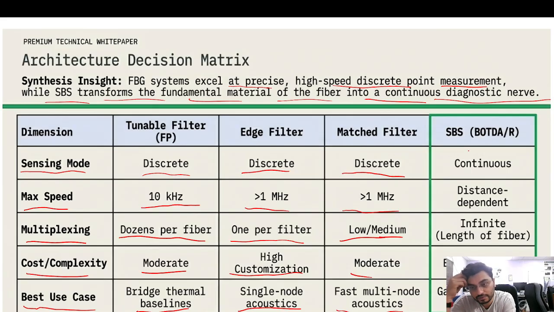Moving towards the next, which is SBS BOTDA or R: continuous sensing, distance dependent. Speed can be a few kilohertz to a few megahertz. Multiplexing is finite, length of the fiber. Complexity is quite high, then extremely high cost. Also the best use case is gapless pipeline monitoring. There are no external sensors required like the tunable filter and FBG filters.